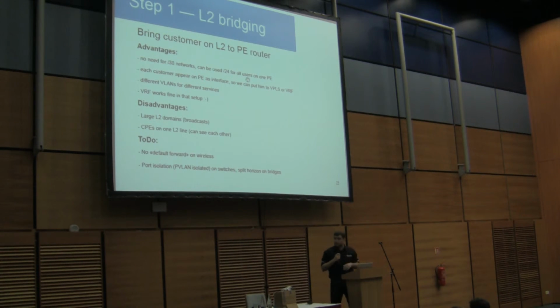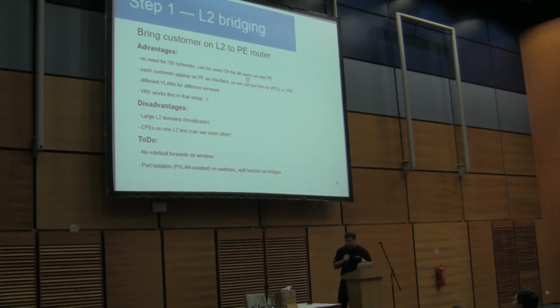Okay, just a few words about each step. The first step, when we bring the customer to the provider edge, what is the disadvantage first? Of course, the disadvantage is that we create large layer 2 domains, and the customers can see each other. But we live in a smart world already. Networking technologies are not like in the year 1995. So we can use MikroTik no default forward to separate traffic of wireless customers. We can use port isolation on switches, which is called private VLAN technology. And if we have bridges, we can use split horizon there.